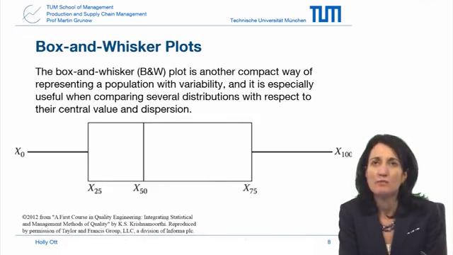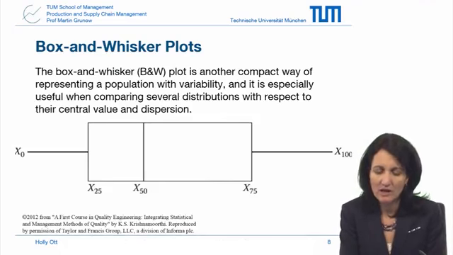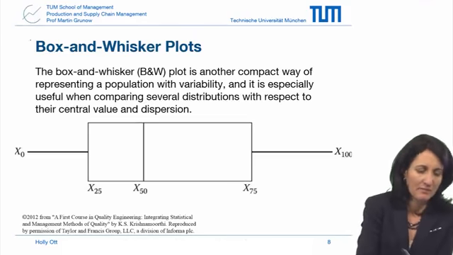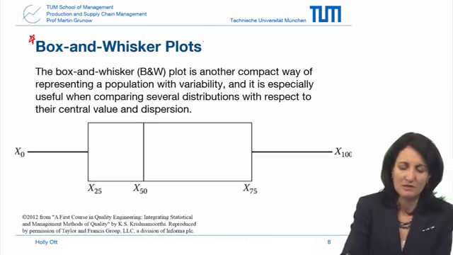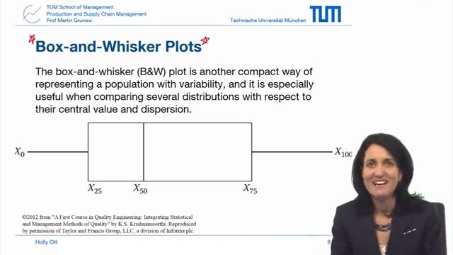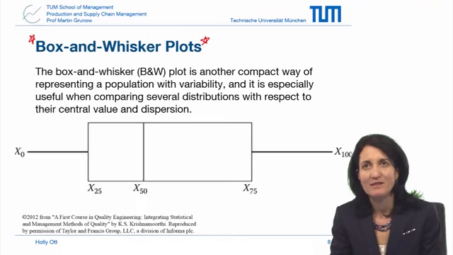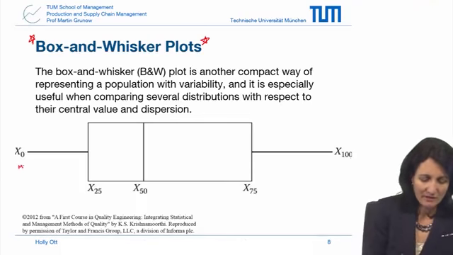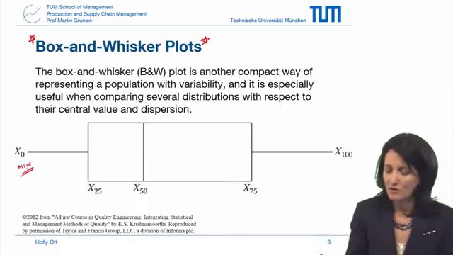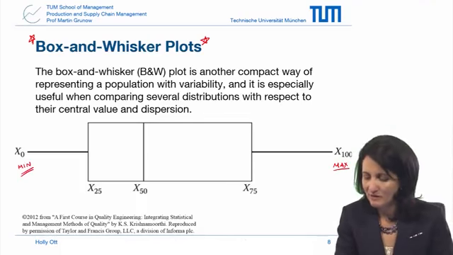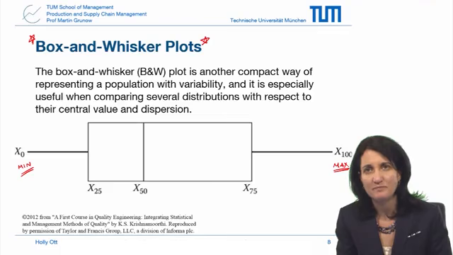These box and whisker plots are another very compact way of representing a population with variability. And this is one of my favorites, the box and whisker plots. I put a star by that. It's a graph showing several percentiles of a given set of data. So it shows the minimum value, which our text calls x0, and the maximum value, x100.